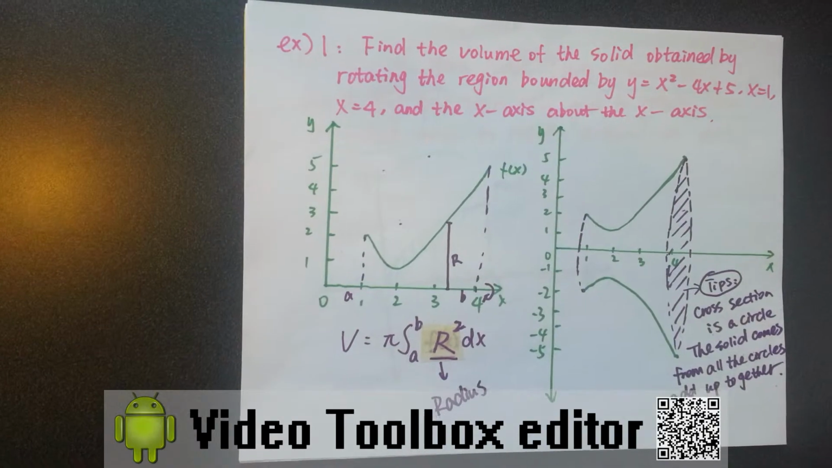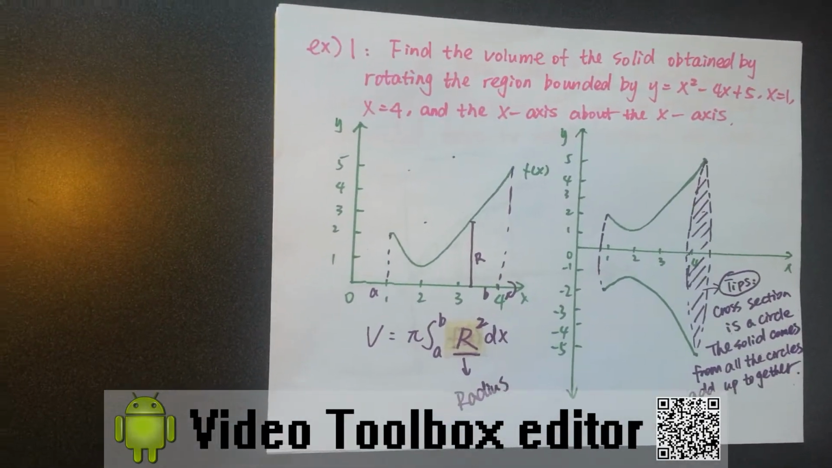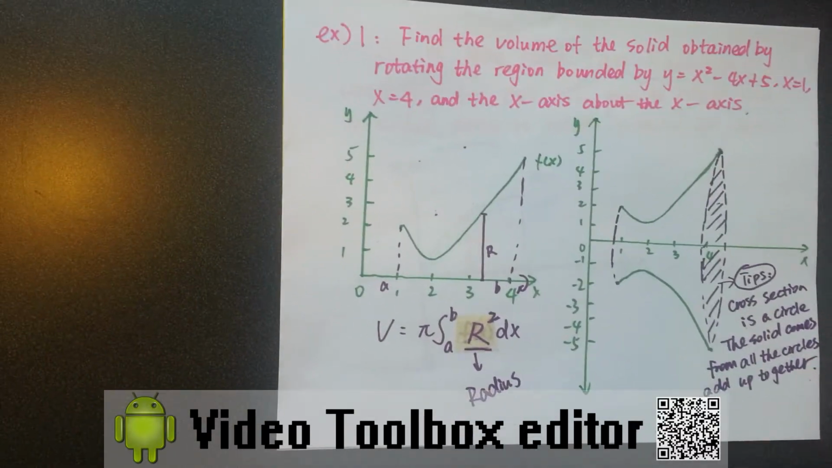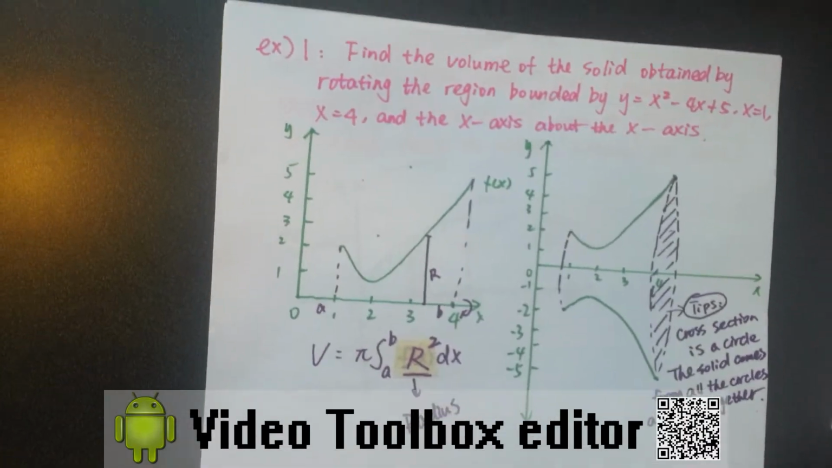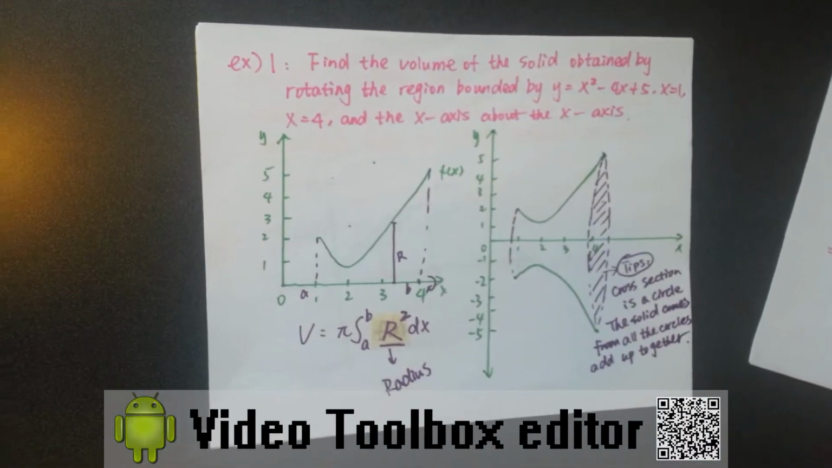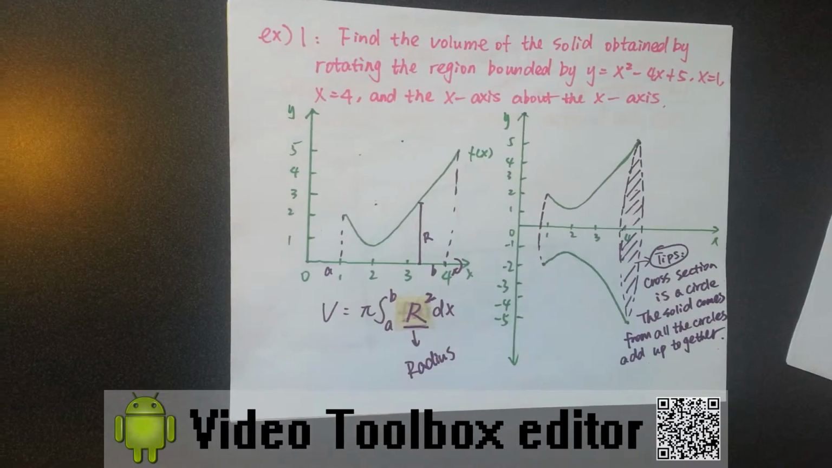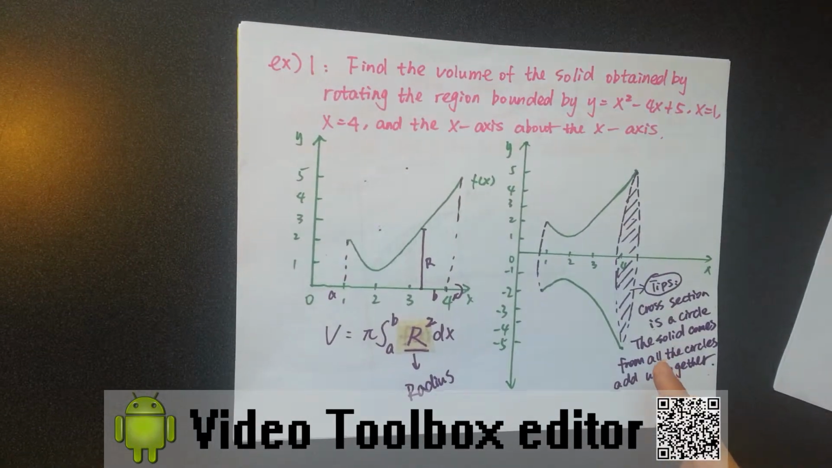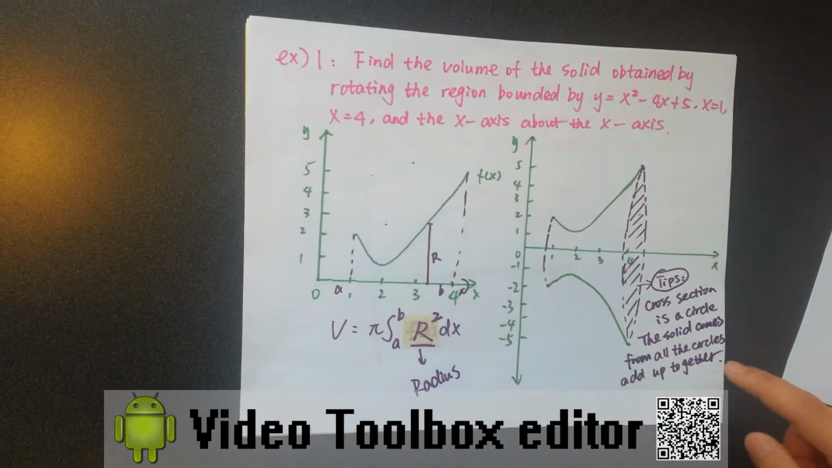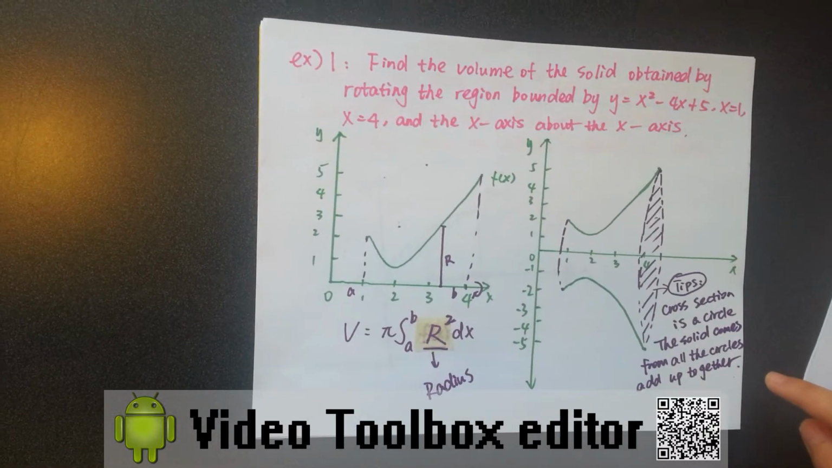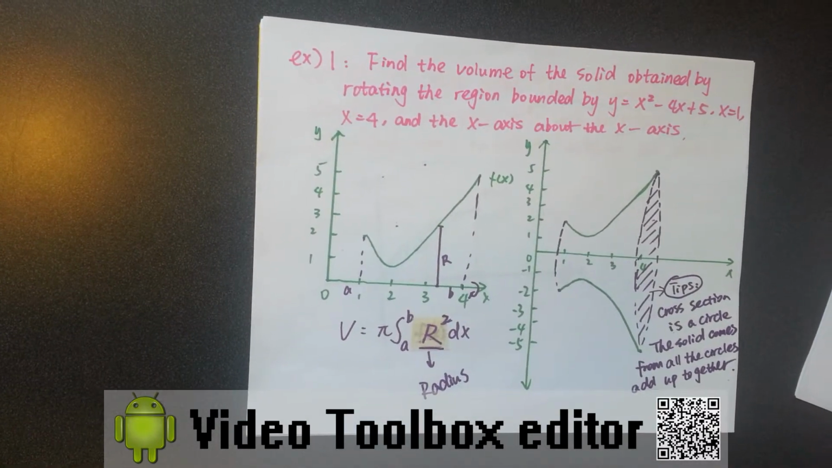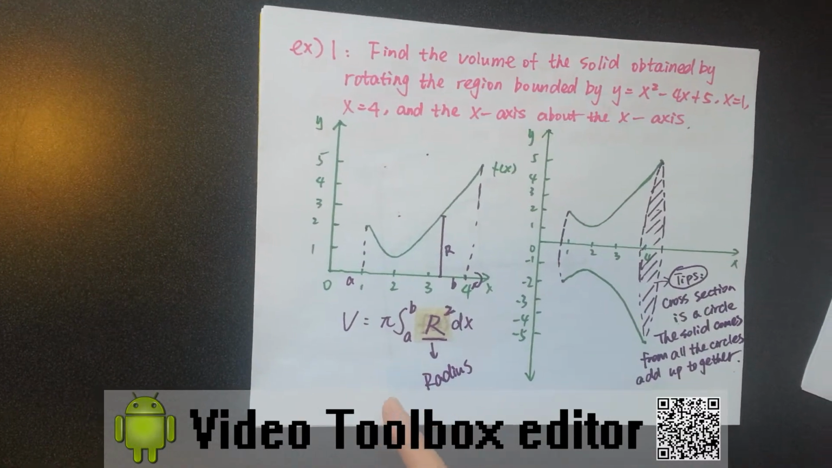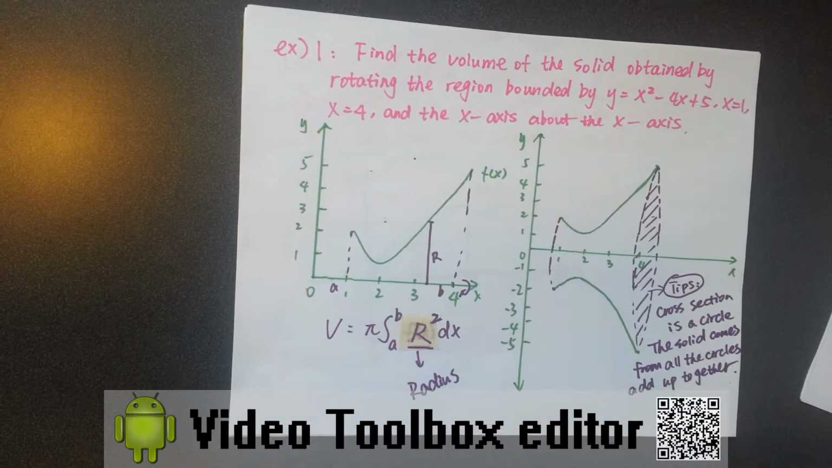So example number 1. Find the volume of a solid obtained by rotating the region bounded by y equals x squared minus 4x plus 5, x equals 1, x equals 4, and the x-axis, about the x-axis. To the left, we have the graph of the bounded region, and to the right, we have the graph of the object. In this case, the cross-section is a circle, and the solid comes from all the circles added up together. We will be using the formula from the last slide, volume equals pi times the integral from a to b of big R squared dx, where big R is the radius.